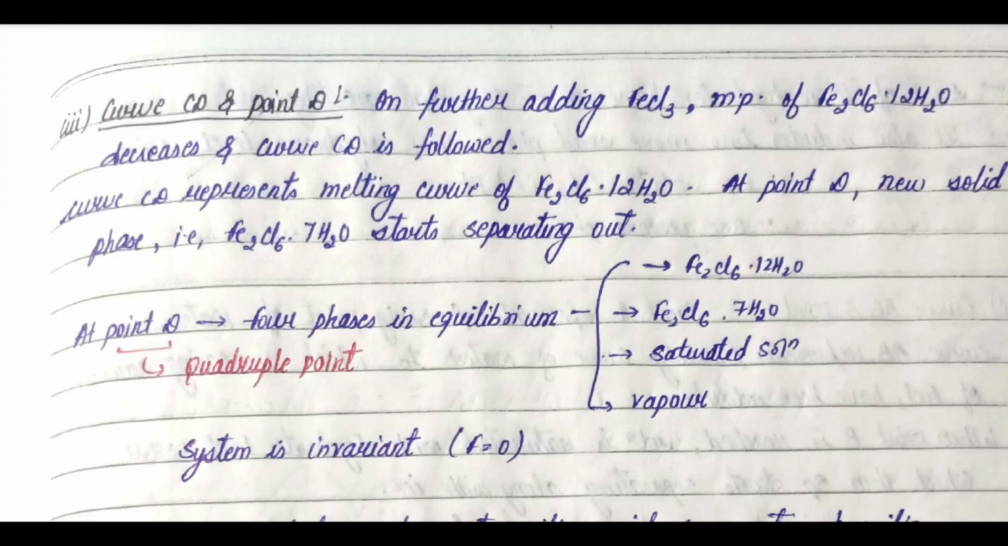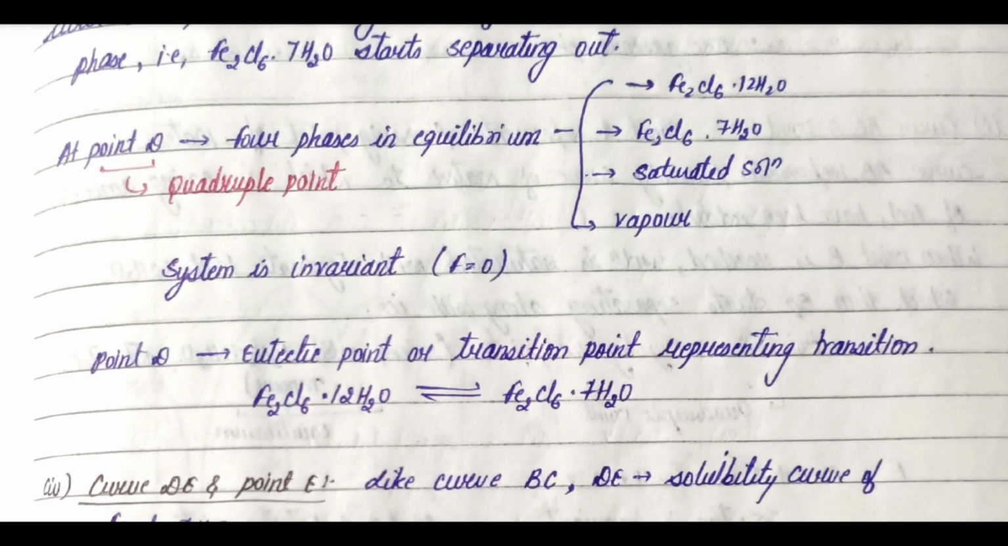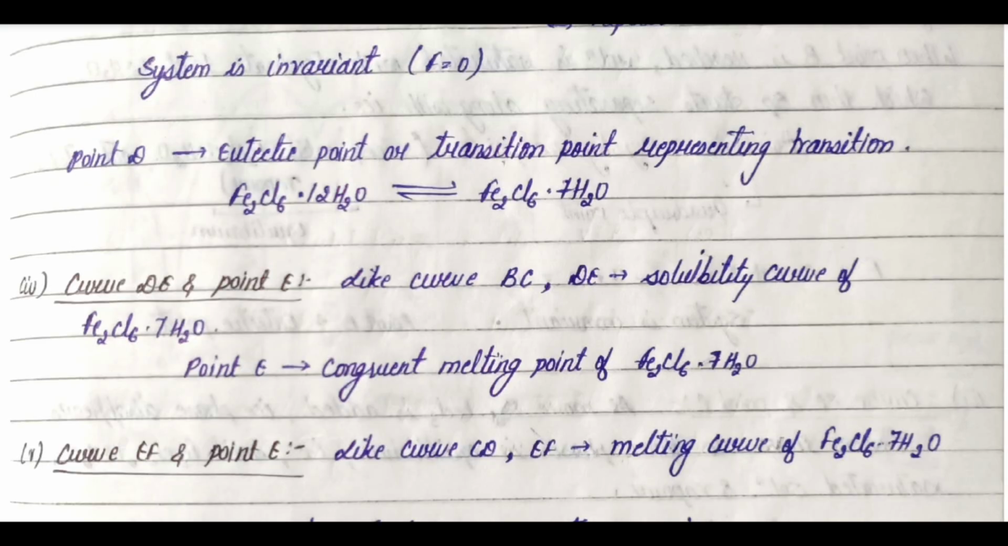Fe2Cl6.12H2O, Fe2Cl6.7H2O, saturated solution, and vapor. System is invariant because F equal to 0. Point D is the eutectic point or transition point representing transition.